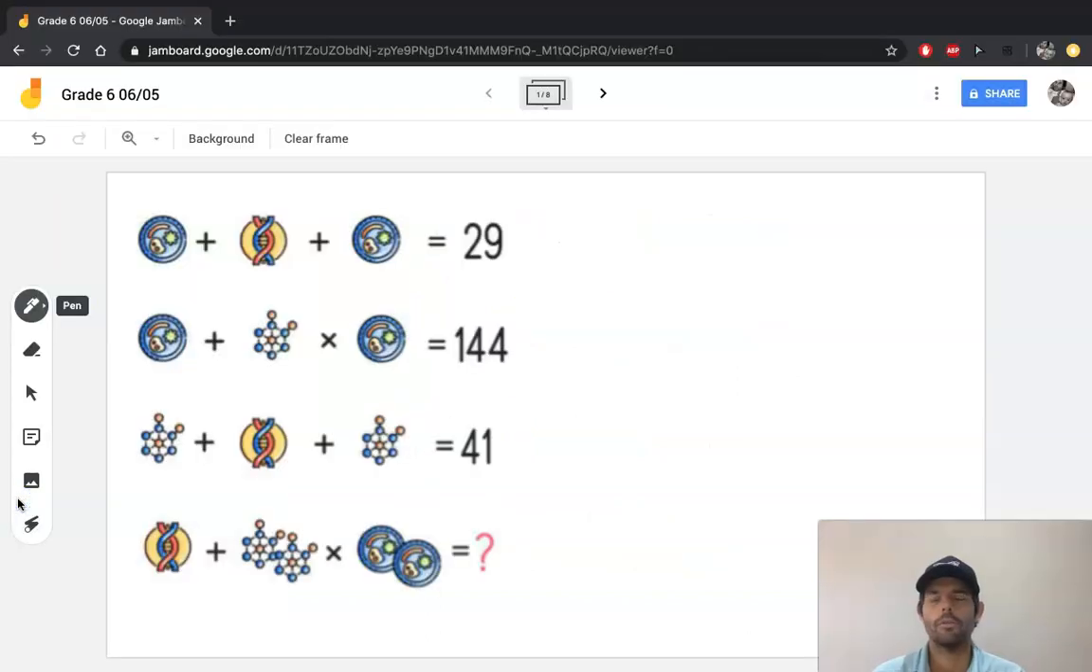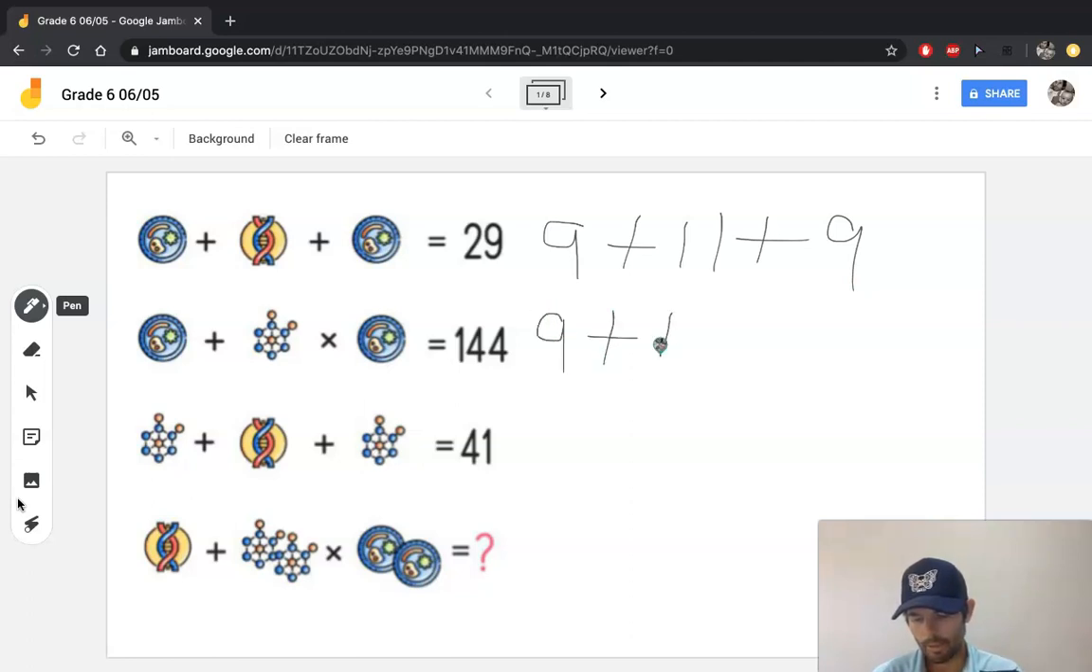Those brains are working this morning. If you threw in a few numbers there and got it wrong and then tried again, then well done. But you should have had 9 plus 11 plus 9. Okay, that gives you 29. So I know my bacteria is 9. The molecule works out to 15.